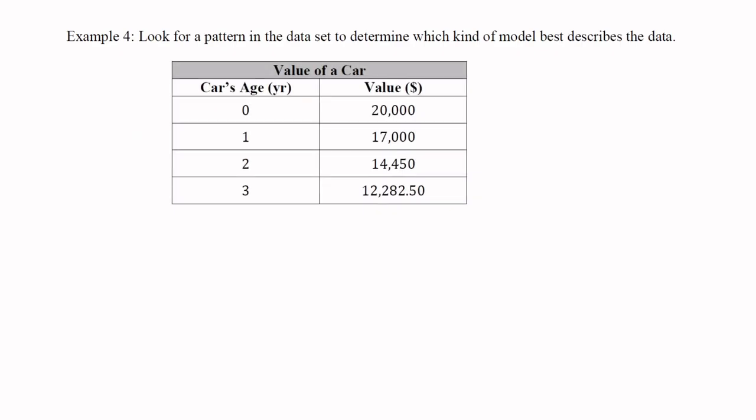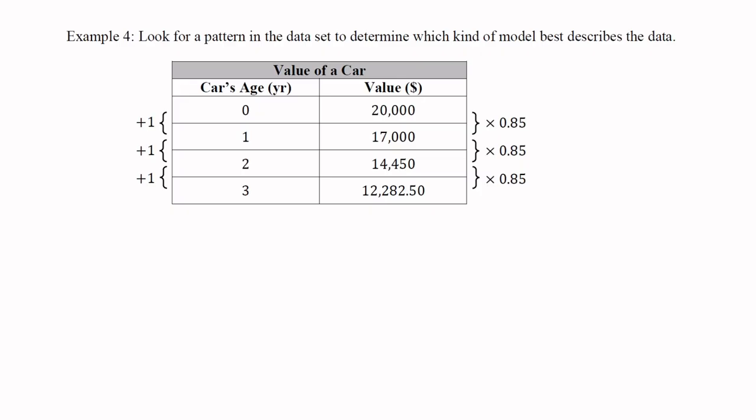For this example, we have the value of a car. And over time, the value of the car goes down. The x values are constant because we're looking year to year. But as we take a look at the y values, we are multiplying each one by 0.85.